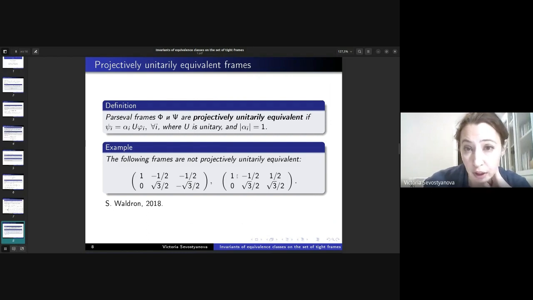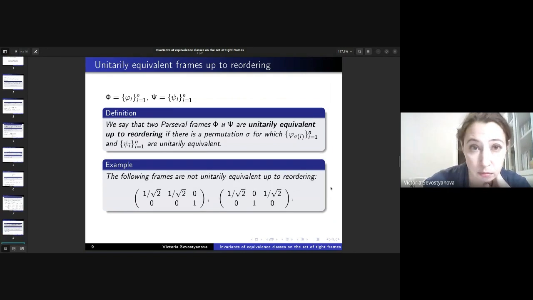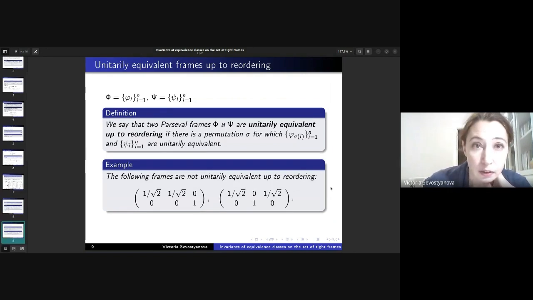Everybody can check the grammar and see. Consider the other unitary equivalence, up to reordering. We will say that two frames are unitary equivalent up to reordering if there is a permutation that rearranges the vectors of the frame. So you can see two examples. Columns of these two frames make different Gram matrices.